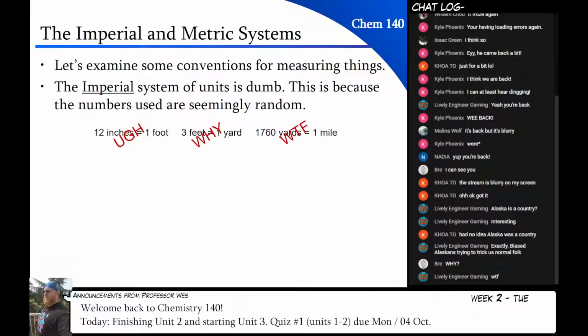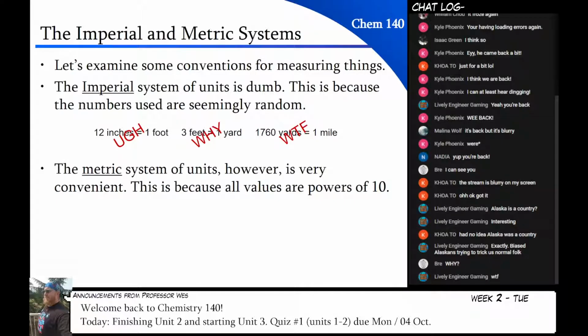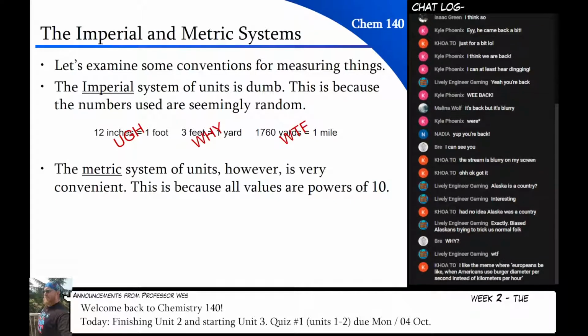So we're not going to deal with this in the laboratory. You're never going to be measuring things in inches because it's a foolish unit. We're instead going to use the metric system. And the reason that the metric system is so useful is because everything is measured in powers of 10.